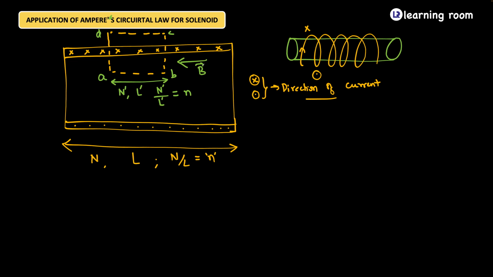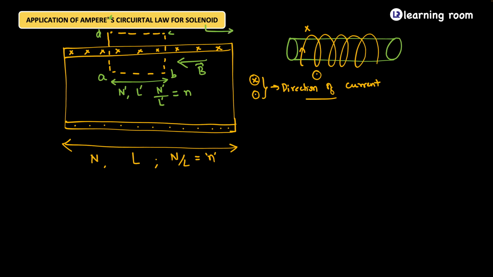Now, out of the surfaces AB, BC, CD, and DA, what is going to be the angle between the magnetic field and AD? It is 90, so AD will not participate in Ampere's circuital law. What is the angle between B vector and AB? 0, so that will participate. The angle between B vector and BC? They are perpendicular to each other. Now, what about B vector and CD? 0.